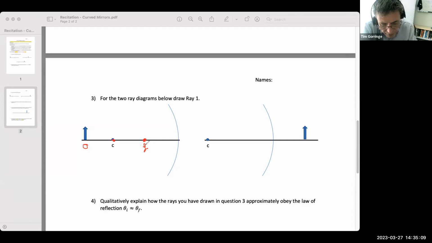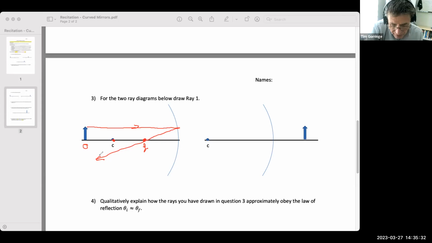And then the ray that we're asked to draw is the ray that travels parallel to the optical axis. So this ray here, traveling from the left to the right, parallel to the optical axis. And then it's going to be reflected off the mirror to pass through the focal point. That's the rule for drawing that ray.